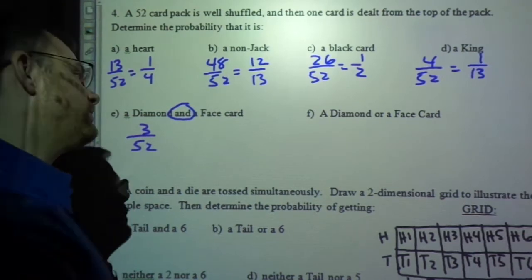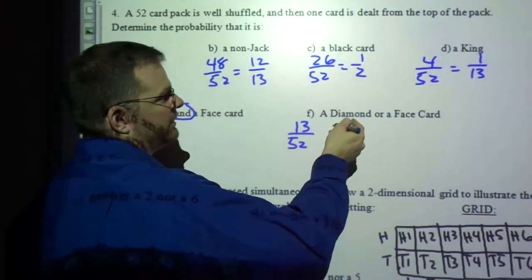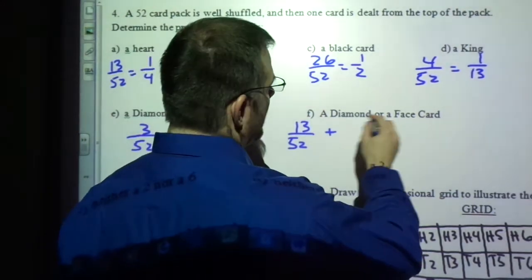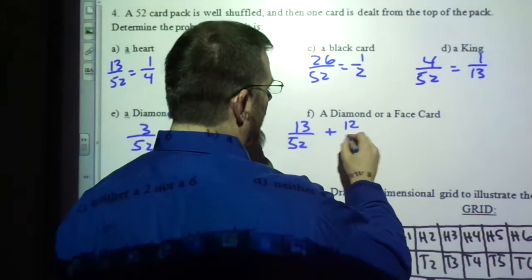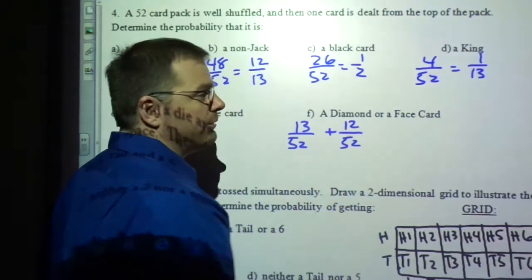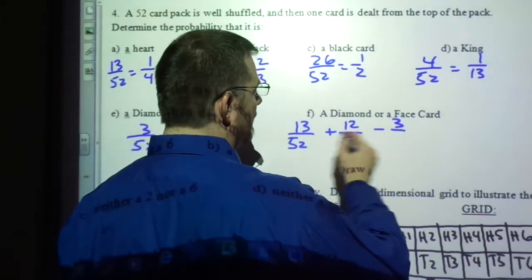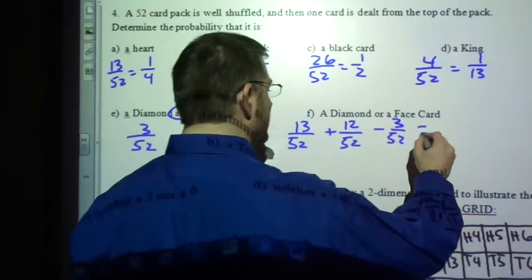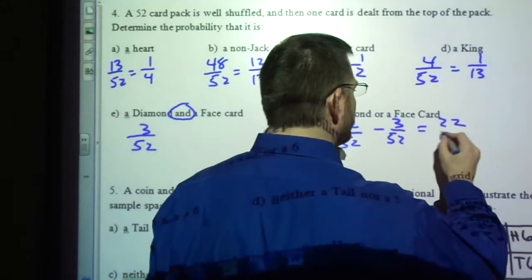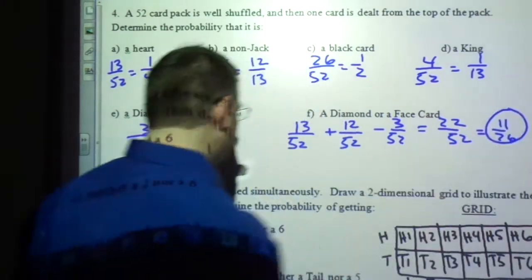Diamond or a face card. Well, now we've got the 13 diamonds. This is not mutually exclusive. We have 12 face cards, jack, queen, king, times 4 suits, minus the 3 diamonds that we already counted here. The jack of diamonds, the queen of diamonds, the king of diamonds. That's 22 out of 52, 11 out of 26.